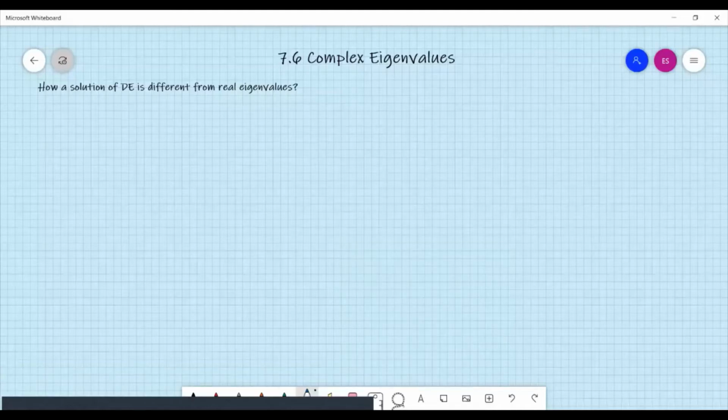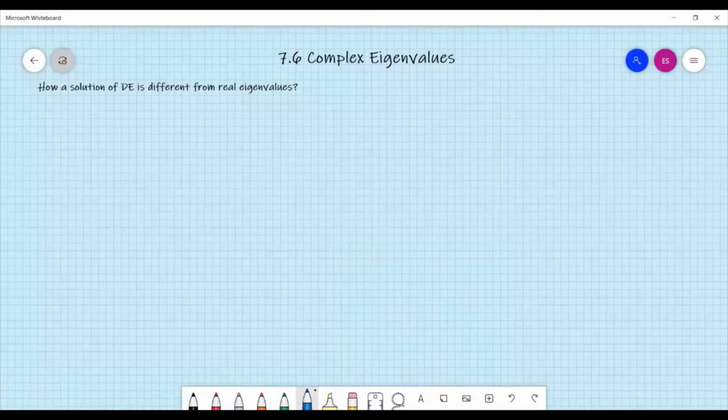Hello everyone, today we are going to consider section 7.6, complex eigenvalues, and see how solving a matrix differential equation is different for complex eigenvalues from real eigenvalues. So our first question is how a solution of a differential equation is different from real eigenvalues. Well, let's remind you of the general procedure for real eigenvalues. Let me write down the first equation.